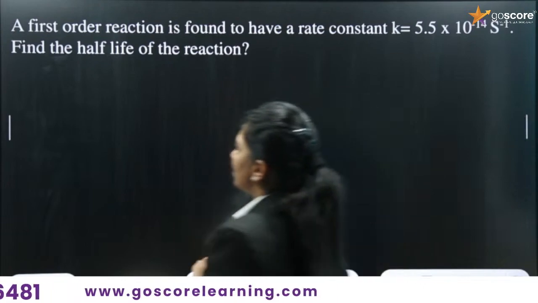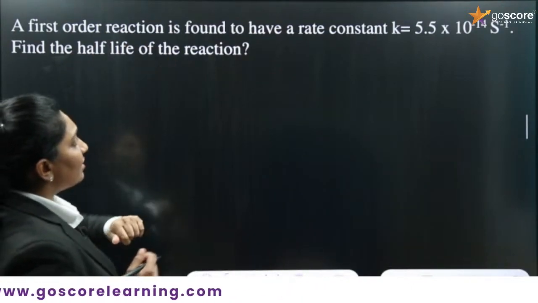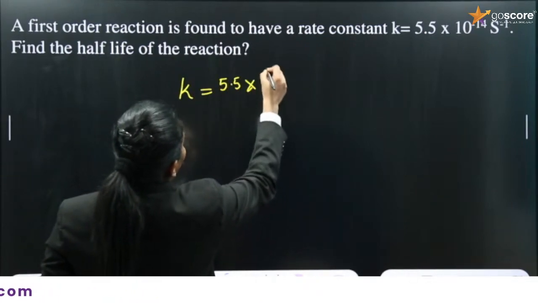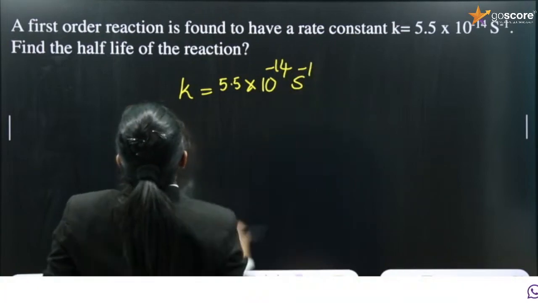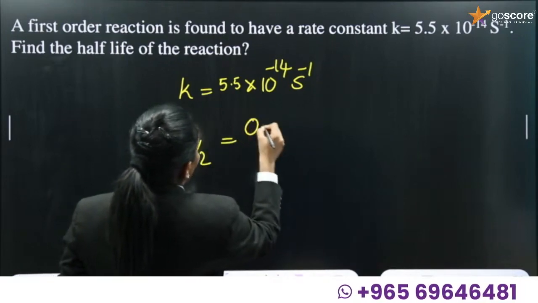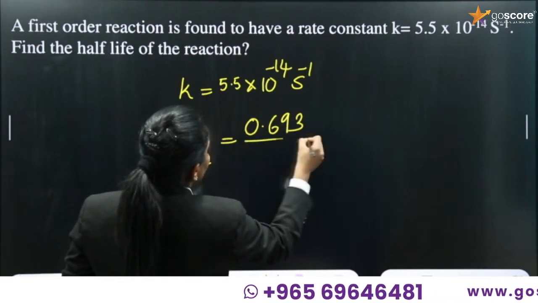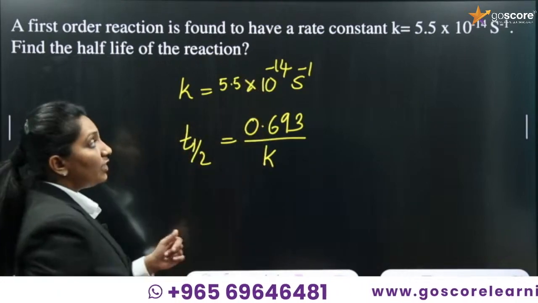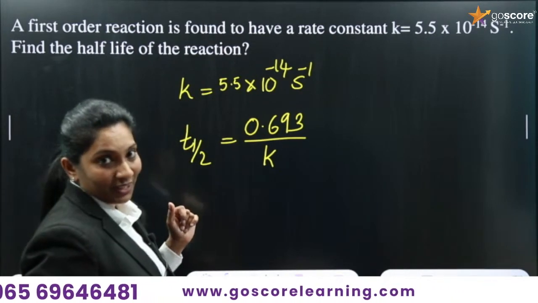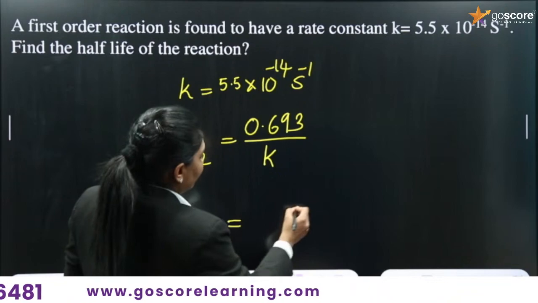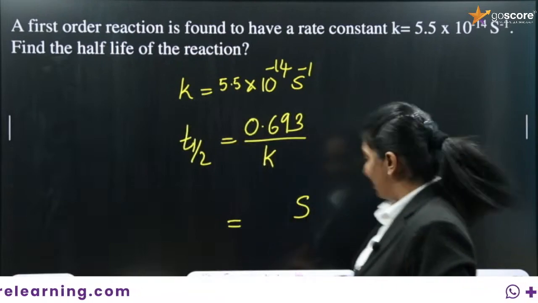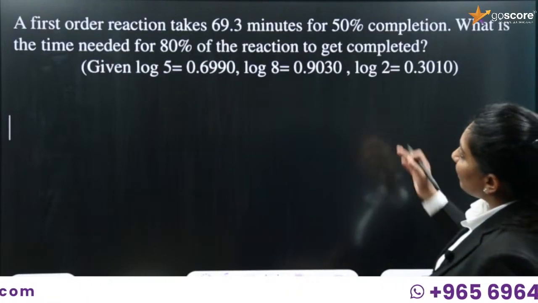This is simply by substituting the value. For the first order reaction, the rate constant is given as 5.5 into 10 the power minus 14 second inverse. What do you want to find out? Half-life. For half-life, it is simply by substituting the value in the equation, 0.693 by K. If you put the value here, you will get the half-life for this reaction. What will be the unit? It will be in seconds. When you do the calculation by substituting this, you could easily solve this, right?